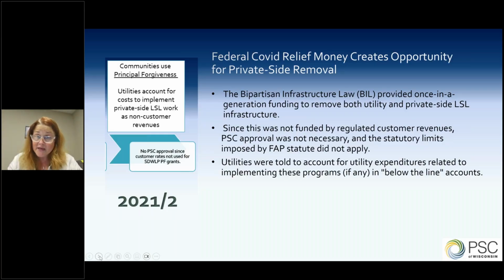That was when most of that money coming through was in the form of a grant or principal forgiveness, PF dollars. So because regulated customer revenue wasn't involved in this time period, we weren't doing any approvals of the use of that money. But we were telling utilities that they had sort of ancillary costs associated with administering that they should account for in below the line accounting, which we will discuss in the accounting treatment. But that was outside of utilities' regulated customer revenue. Fine.